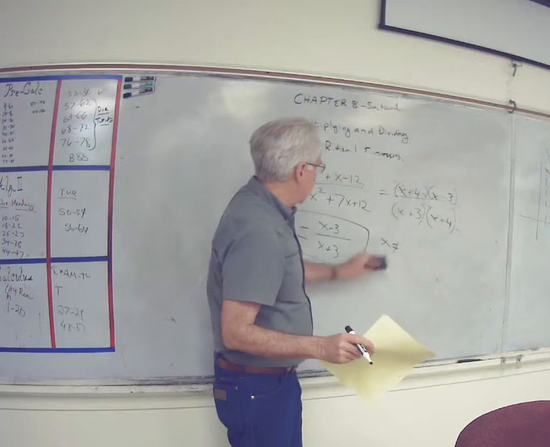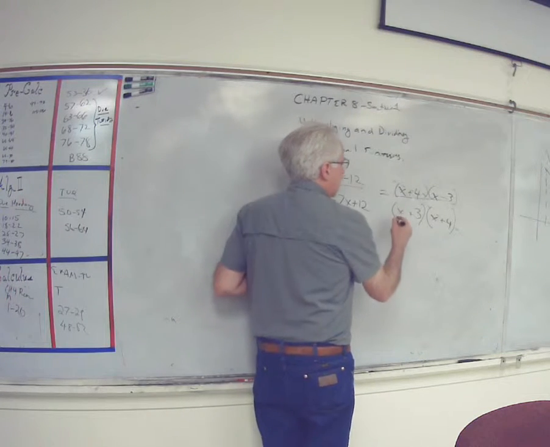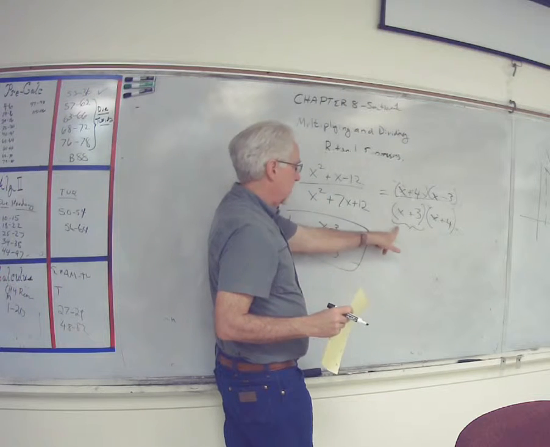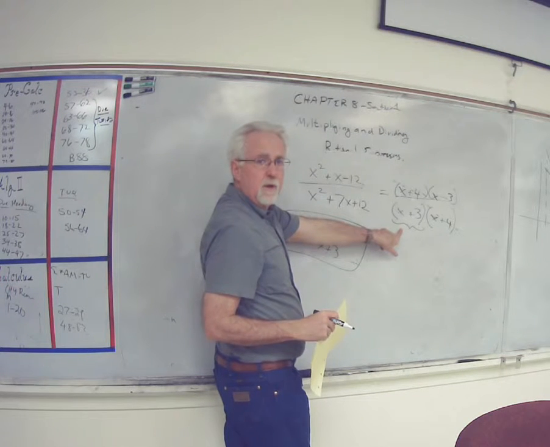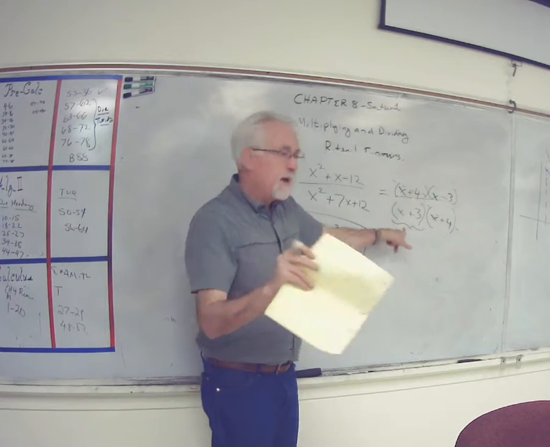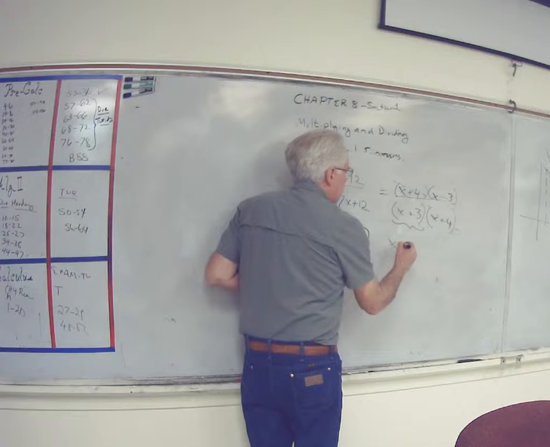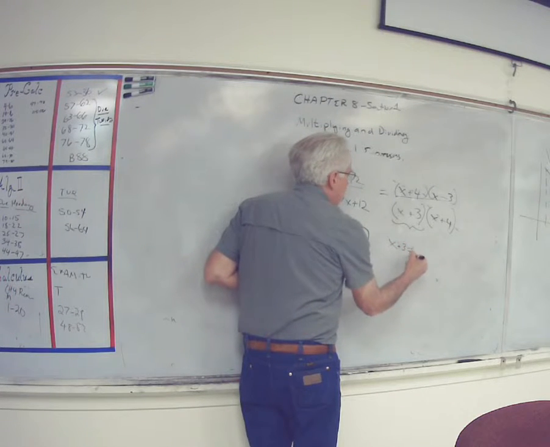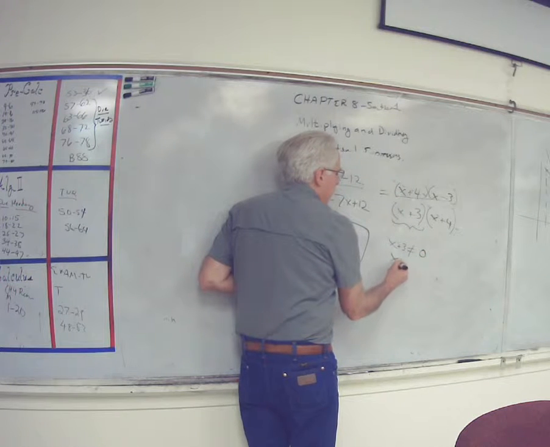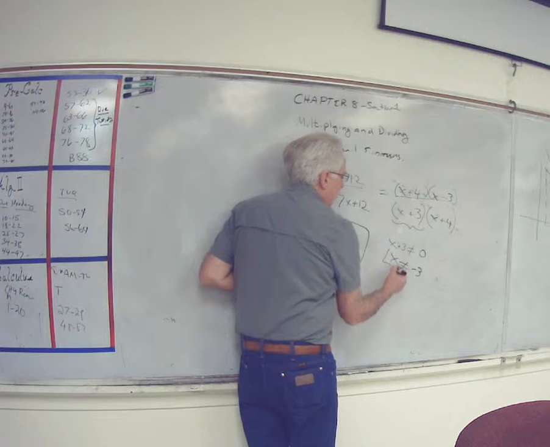Think of it this way, Josie. What can this whole term not be, Josie? Negative 3. No, the whole term cannot be what? Cannot be 0. Right. So, x plus 3 cannot be what, Josie? 0. Therefore, x cannot be what, Josie? Negative 3. Okay.